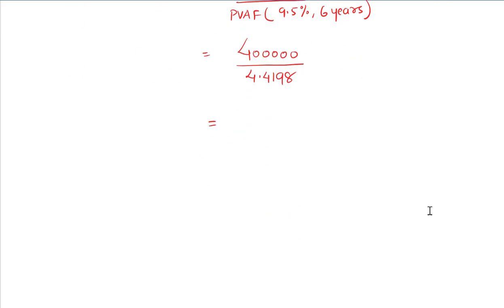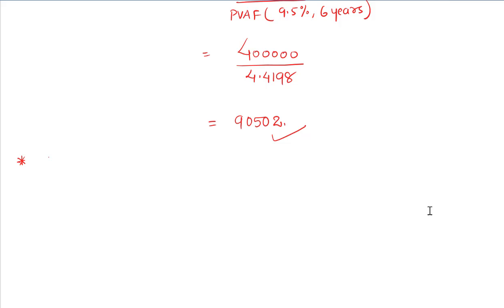Let's try to solve it. 4 lakh divided by 4.4198 equals 90502.